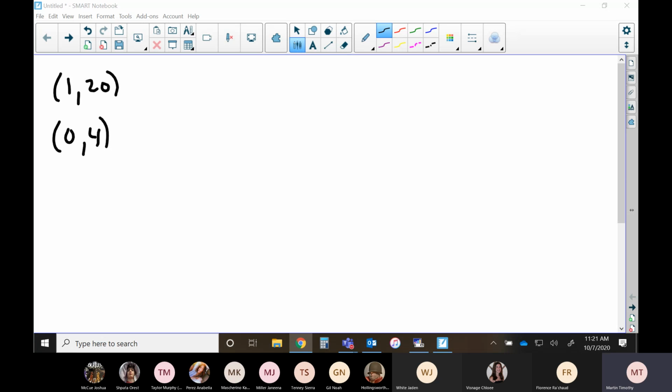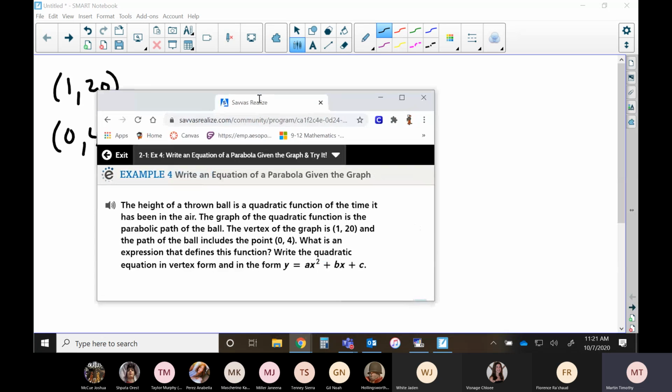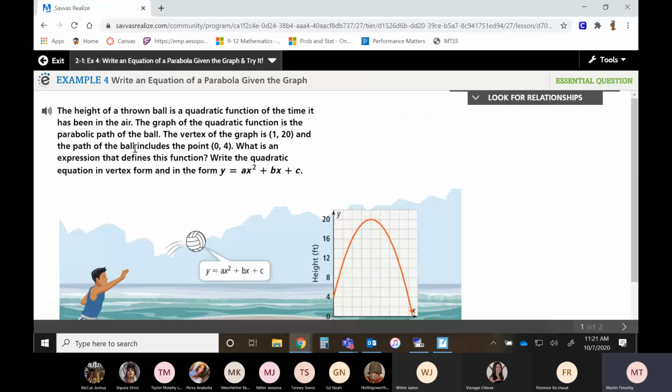So just to show you, this is the way the problem is worded. But if you look, this is all I care about. Height of a thrown ball is a quadratic function of the time it has been in the air. Right? Look at this. It looks scary, right?